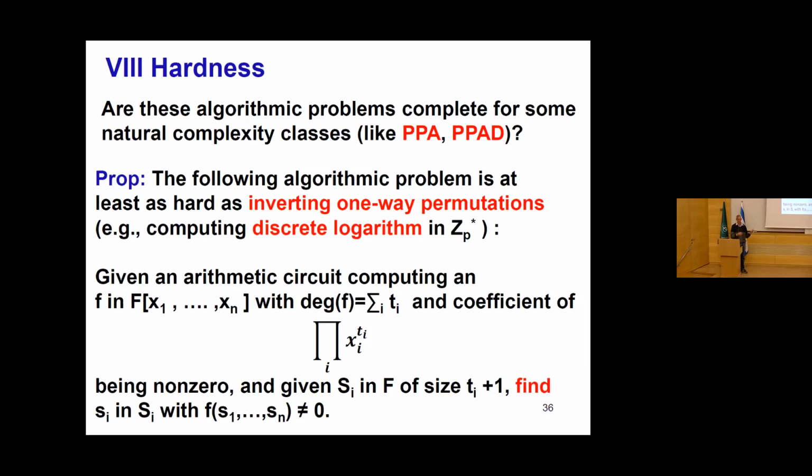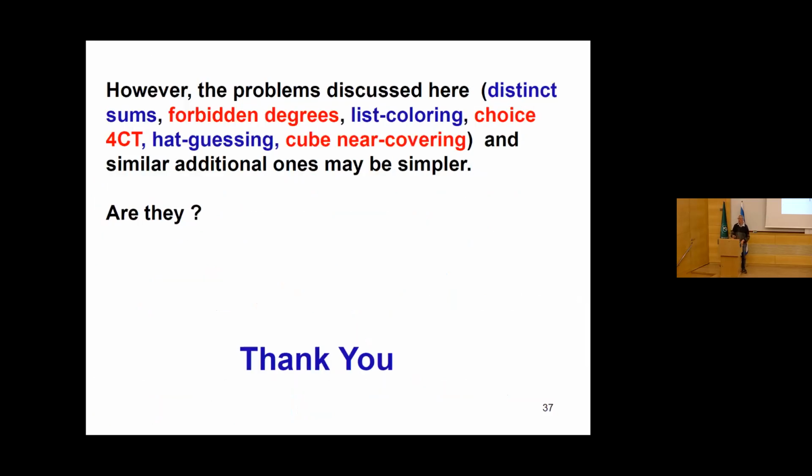As I said, if we can, then we can also solve discrete log. So it's unlikely that we will be able to do this efficiently. Still, it looks natural to suspect that the specific problems that I mentioned, like distinct sums for abelian groups, the choice version of the four color theorem, hat guessing, cube covering, and actually there are several others, each of them may be simpler. And it's interesting to know if indeed they are.